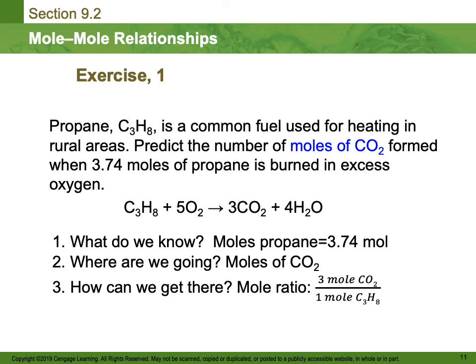Where are we going? The problem is asking us to find the moles of carbon dioxide that are formed. How can we get there? We get there by using the mole ratio. In this case, the mole ratio has what we know on the bottom, what we're trying to find on the top. So we know moles of propane. That goes on the bottom. The number in front of propane is 1, so that's the number. We're trying to find moles of carbon dioxide. That goes on the top. The balancing number in front of carbon dioxide is a 3, so that goes on the top.